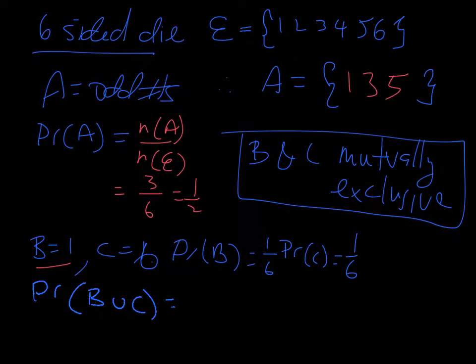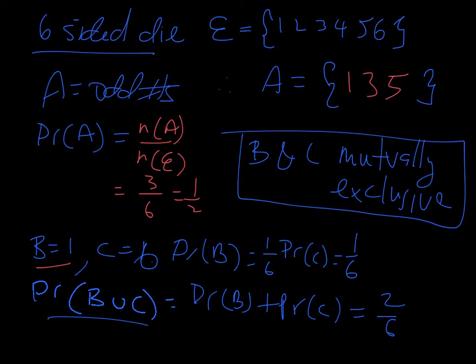And if things are mutually exclusive, to find out what B or C is, we just add those probabilities. So it's the probability of B plus the probability of C. So then we've got 1/6 plus 1/6, which funnily enough gives us 2/6. So that's what it looks like if events are mutually exclusive.